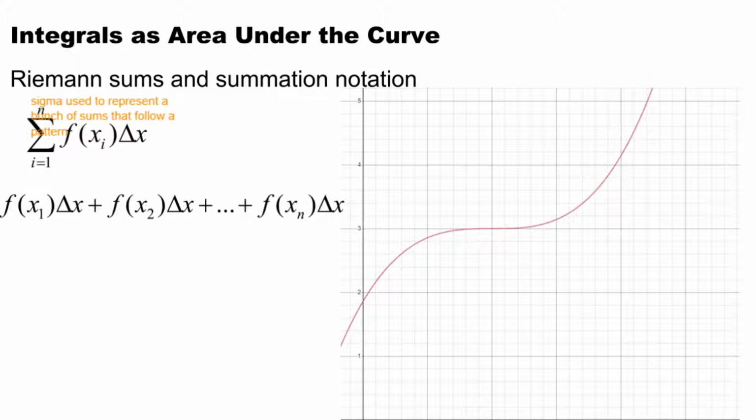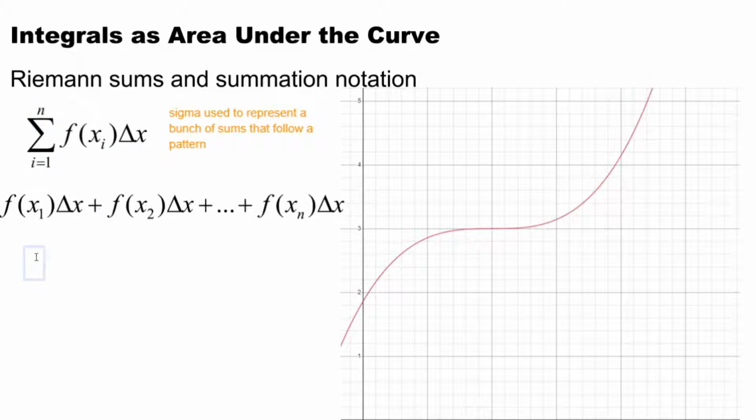Okay, so again, the whole idea here is that this summation notation, this sigma notation, is used to compact all of this into a neat little form. So this here tells you we're going to add, and we're going to use this pattern, and we're just going to replace the i starting at 1 and ending at n.